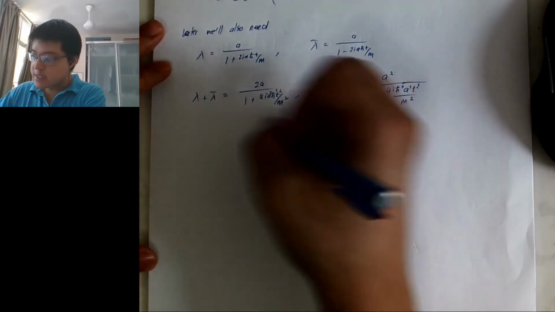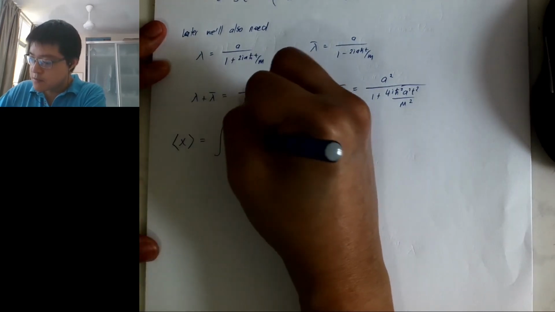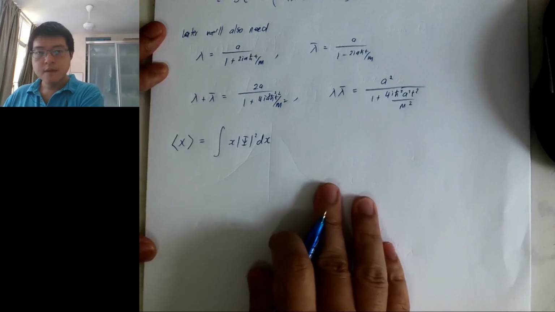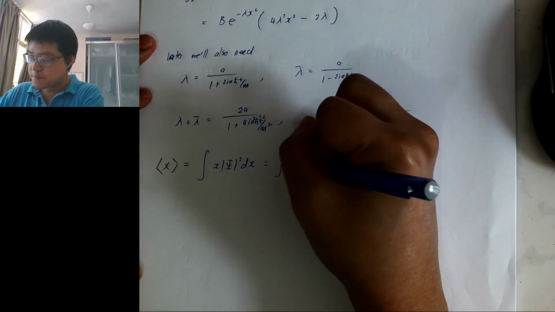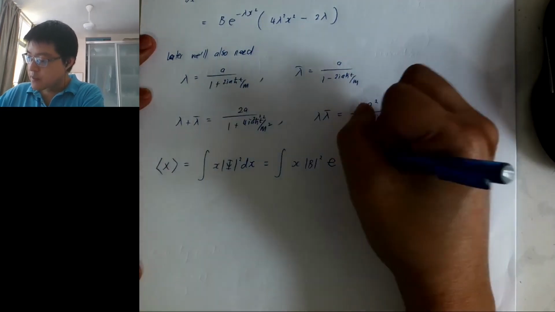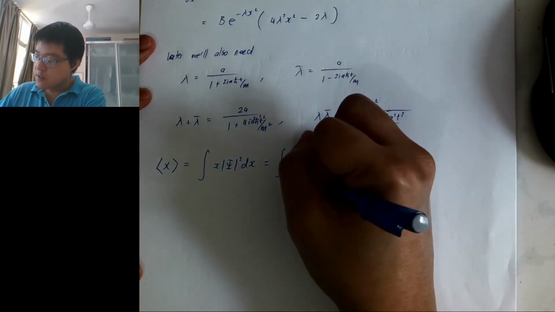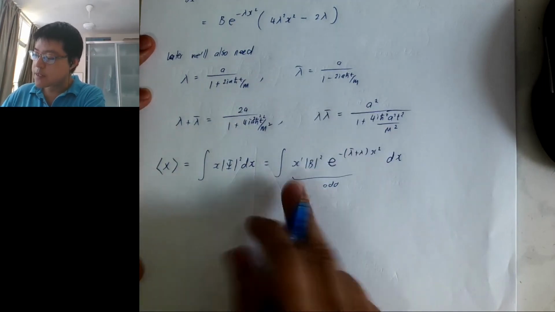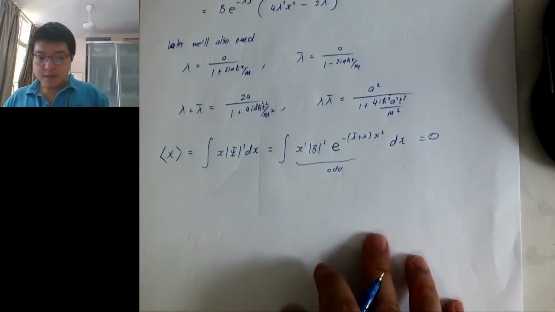What are the uncertainties? Firstly, what is the expectation value of x? The expectation value at time t is this thing. So we need to do this calculation, but it's going to be 0 because my wave function gives x and then mod b squared, and then e to the power of minus (lambda bar plus lambda) x squared dx. So all this stuff is an odd function. This is x to the power 1. Therefore the expectation value here is 0.